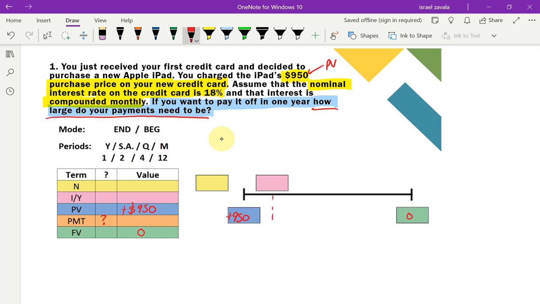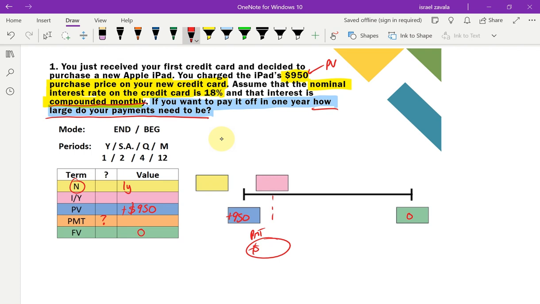And it's asking us, how large should our payments be? Since we're making payments to pay off the credit card, that needs to be a negative. What is the term? 1 year, right? 1 year. Now, it's important here, compounded monthly.